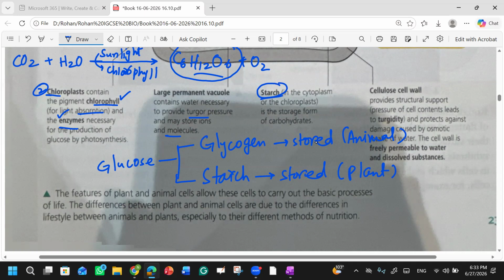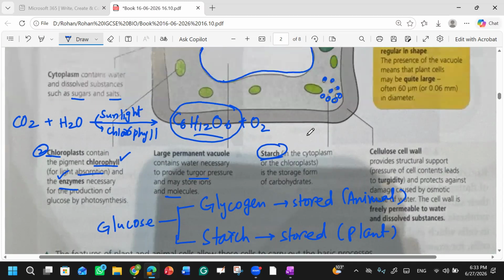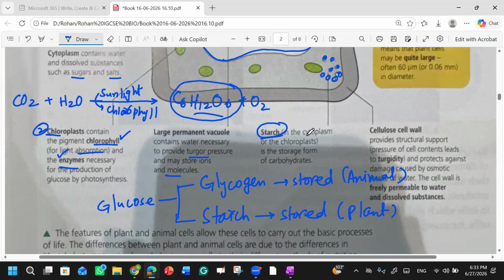Then there is the cell wall. The cell wall is made up of cellulose, right? They have mentioned that the cellulose cell wall provides structural support. Pressure of the cell content leads to turgidity. It will give the turgidity and protect against damage caused by osmotic intake of water.